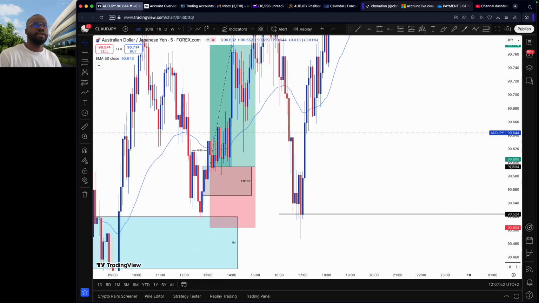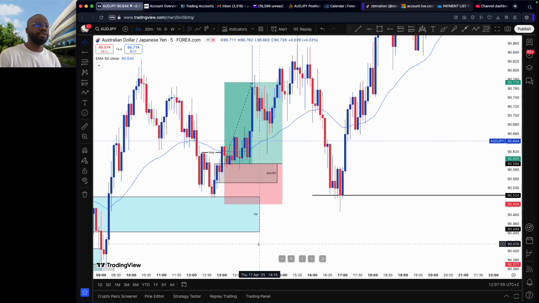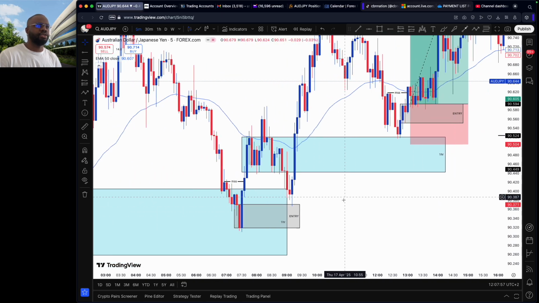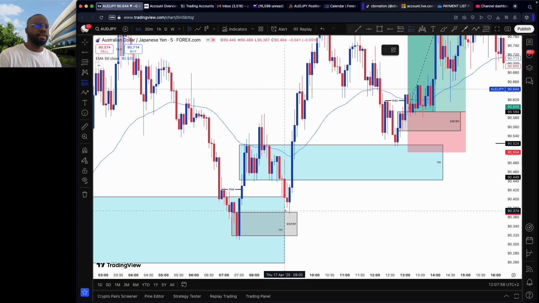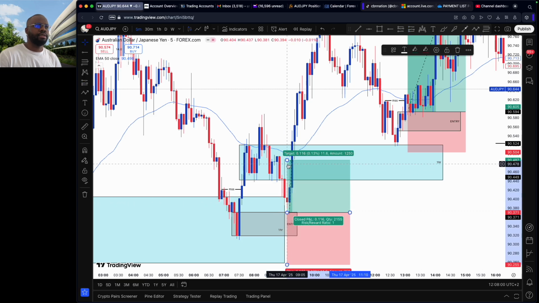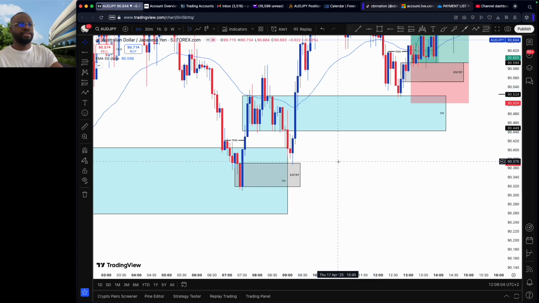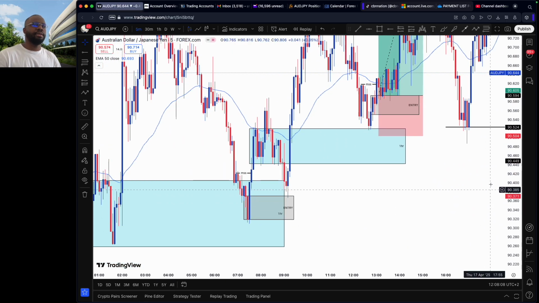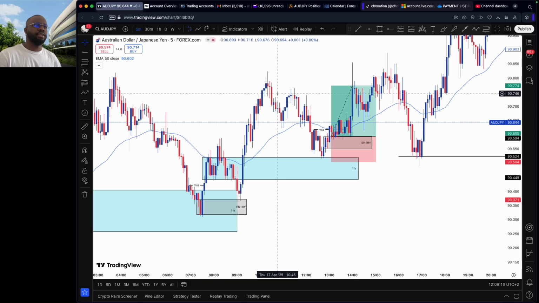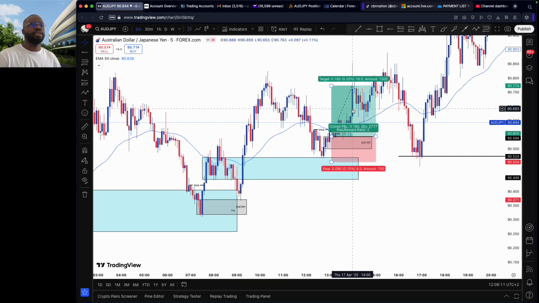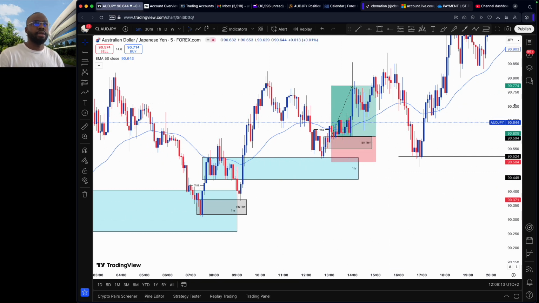Then we ended the week with AUD JPY. I missed the first entry, which was supposed to be here. This was supposed to be the cleanest of all. I missed this one. Then, knowing fully well that the price was bullish, I waited for the next retest. Then I took the trade. Then we hit 2R. So that is all for the week.